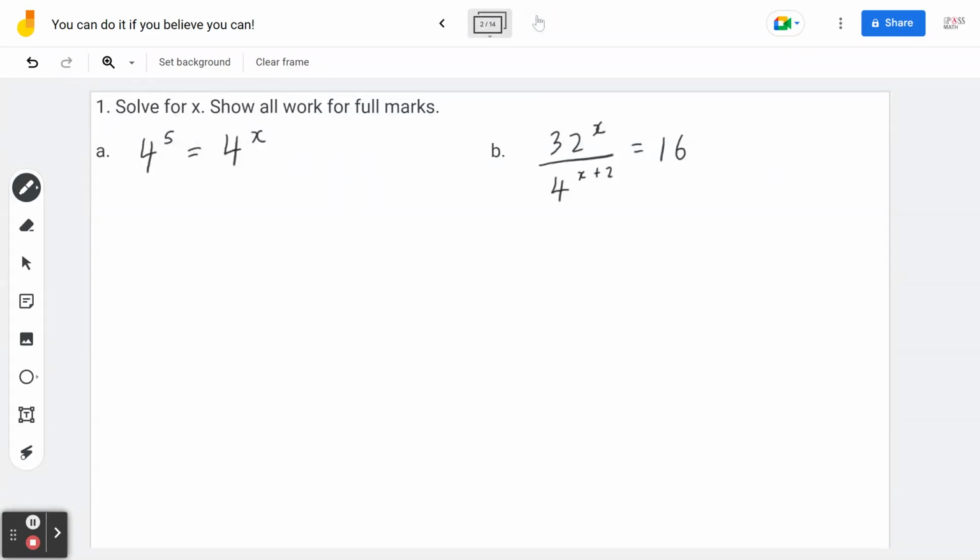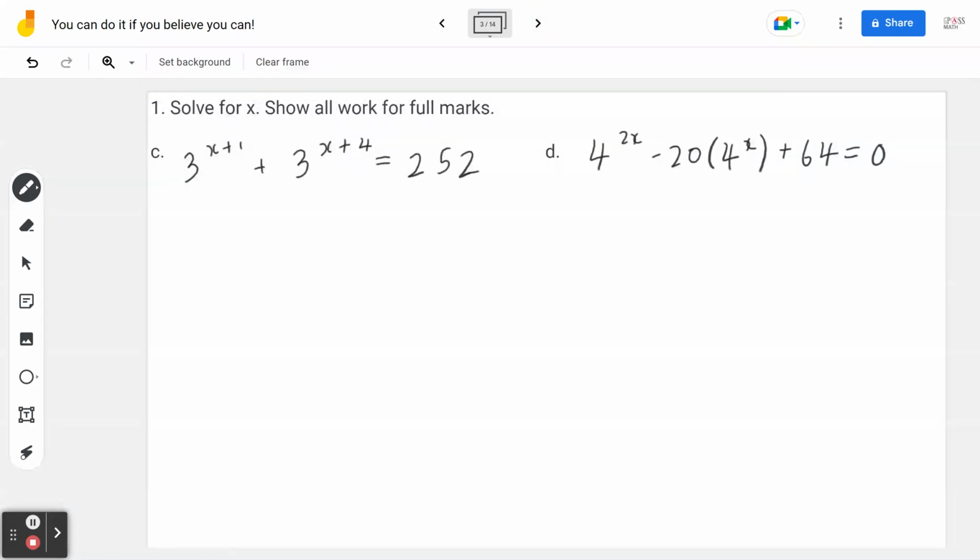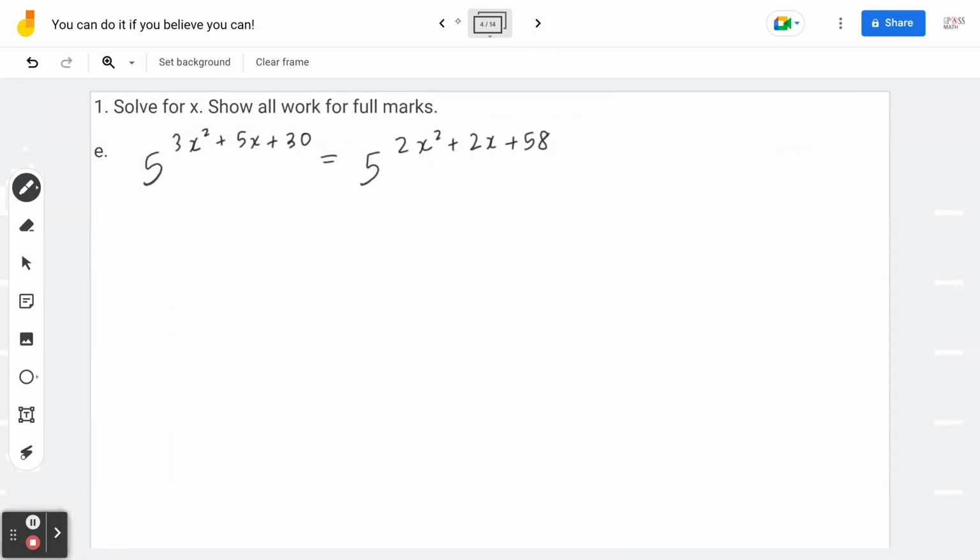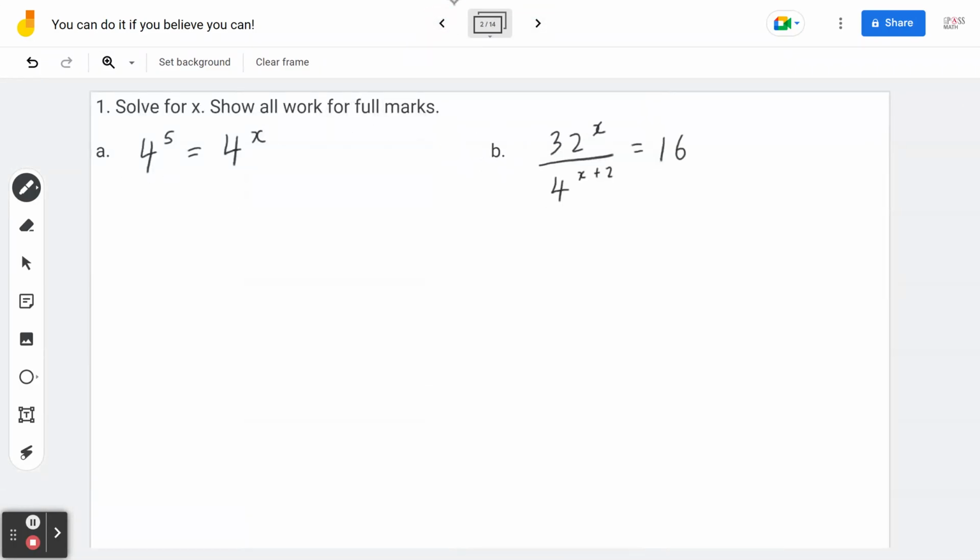Let's begin. Example number 1, solve for x, show all work for full marks. Now we're giving you 5 cases for number 1, A, B, C, D, and E. But what I would like to do is over-deliver and do a little bit more. So the idea is I'm going to do one, and I would like you to do one. That way you can feel confident and competent.